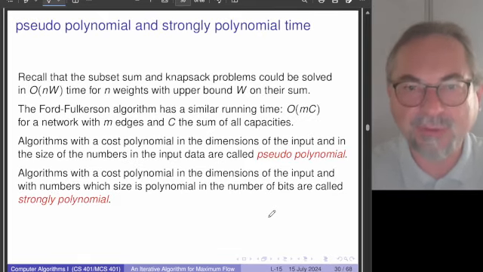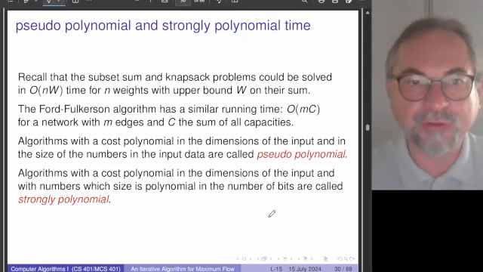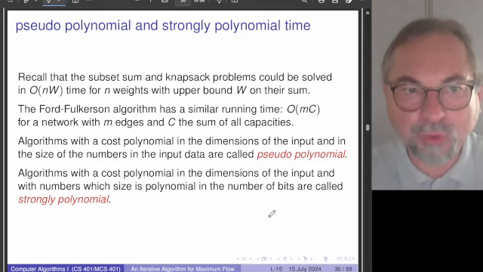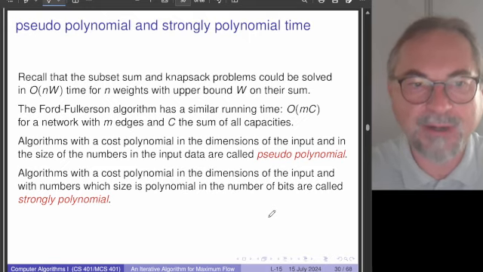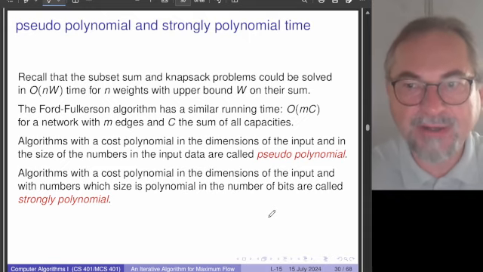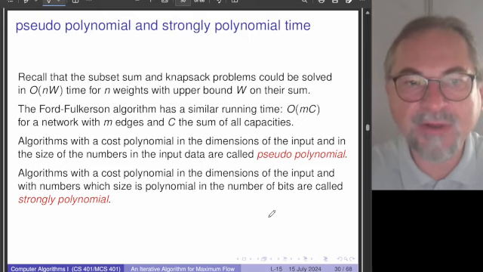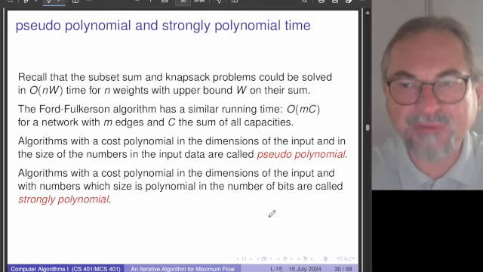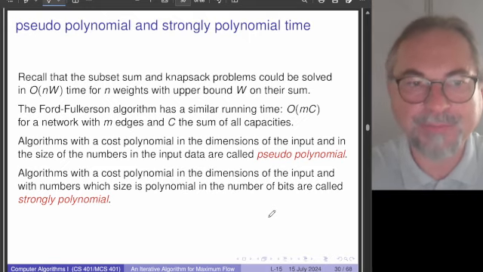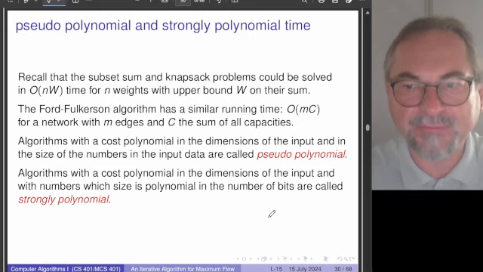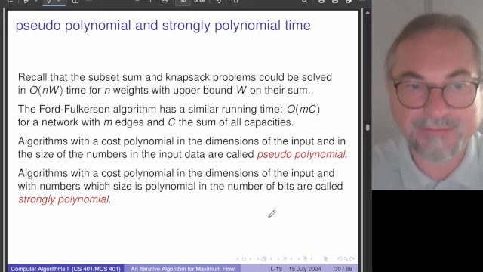I will end with the notion of pseudo polynomial time. In some sense, we could have made that comment already at the end of the last lecture on dynamic programming, where we also discretized a problem and where the sum of the weights was actually appearing in the bound. The Ford-Fulkerson algorithm is in some sense similar.